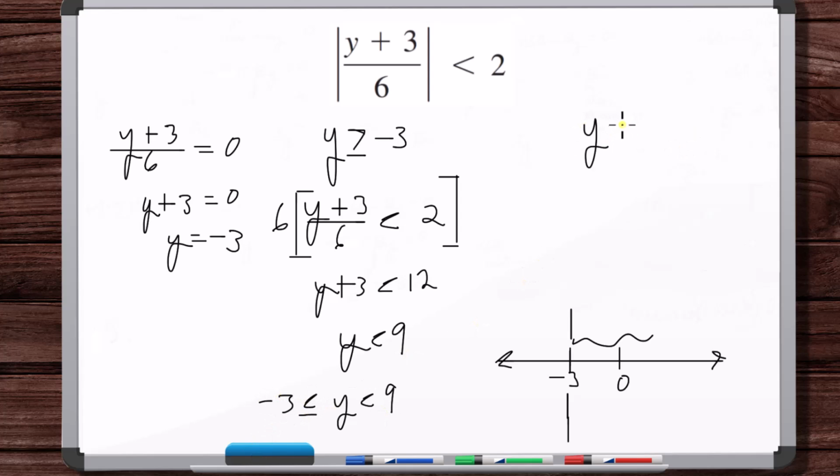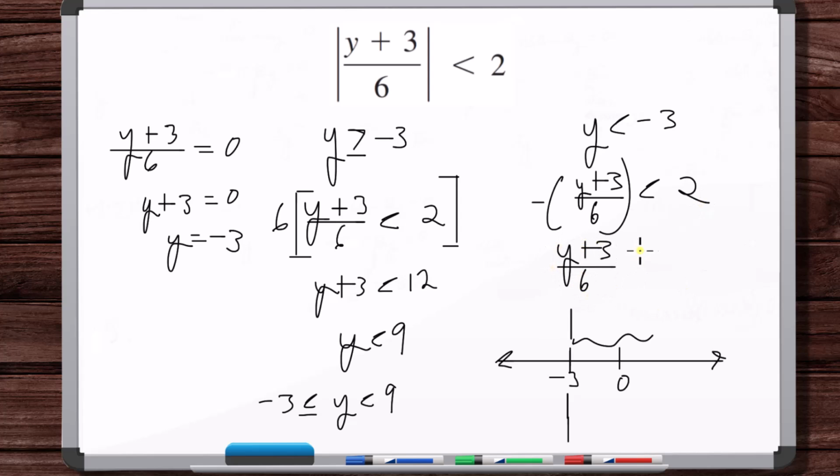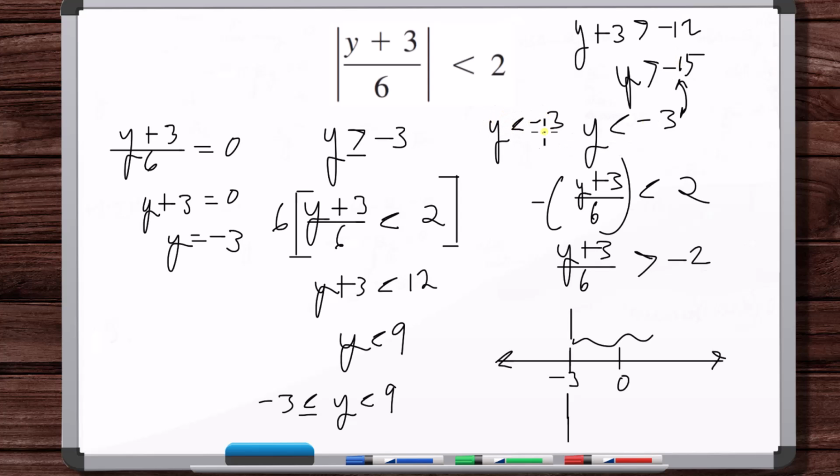Okay, now what about y is less than minus 3? In that case, this will always be negative. So we do this is less than 2. So we can do this. Multiply both sides by minus 1 and flip the inequality. So multiplying both sides by 6, now subtracting 3 from both sides. Okay, y is greater than minus 15. Where do these two cross? y is less than minus 3. y is greater than minus 15. That's going to be here.